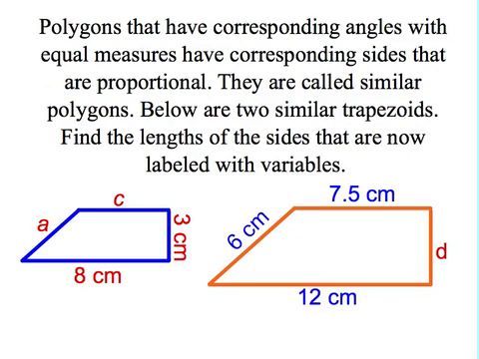Polygons that have corresponding angles with equal measures have corresponding sides that are proportional. They are called similar polygons. Below are two similar trapezoids, and we're going to find the lengths of the sides that are now labeled with variables.